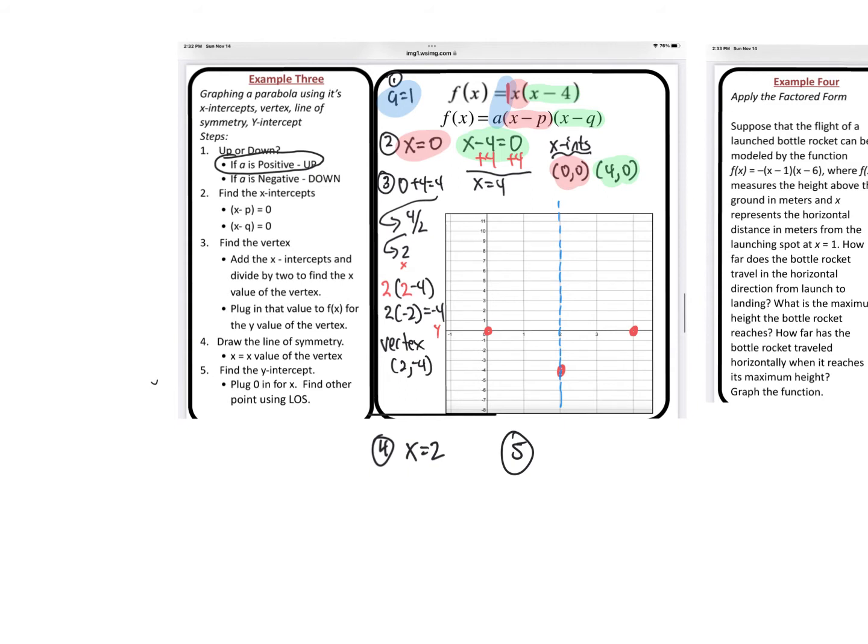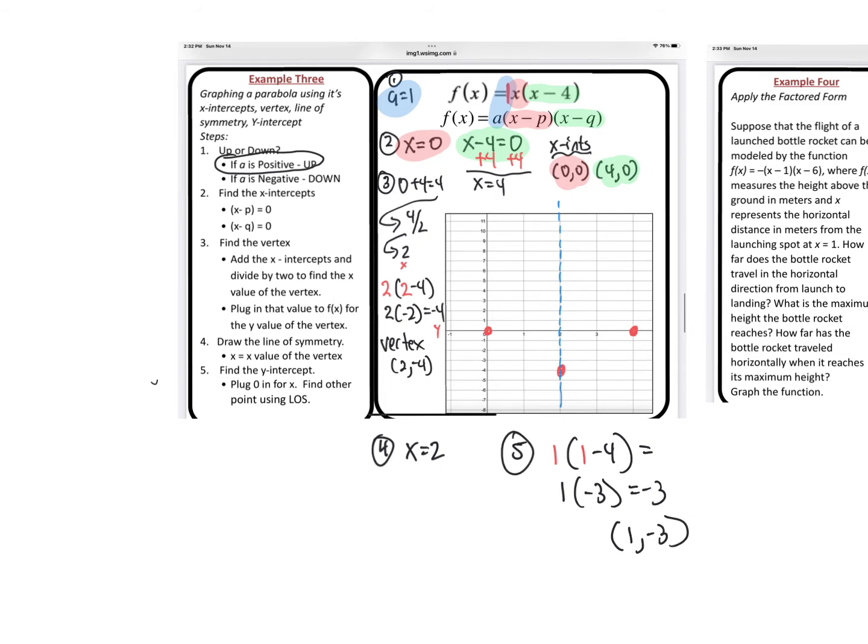So therefore, that means I'm going 1, and then plugging this in, 1 minus 4. And at the end of the day, when I plug 1 in there, that is going to give me 1 times a negative 3, and that will give me negative 3. So my strategic value is going to be 1, comma, negative 3.